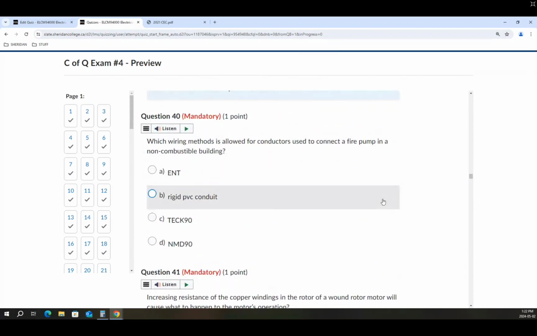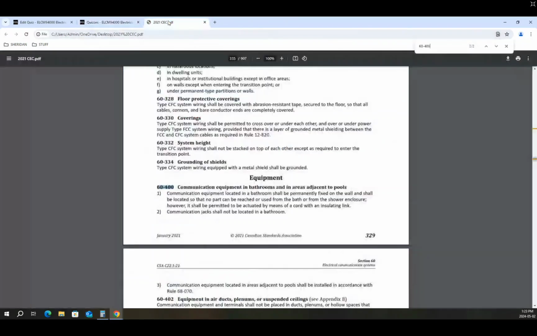Question 40. Which wiring method is allowed for conductors used to connect a fire pump and a non-combustible building? So this is going to be for a fire pump. So I'm going to go to Section 32, and it is in fact 32-302.